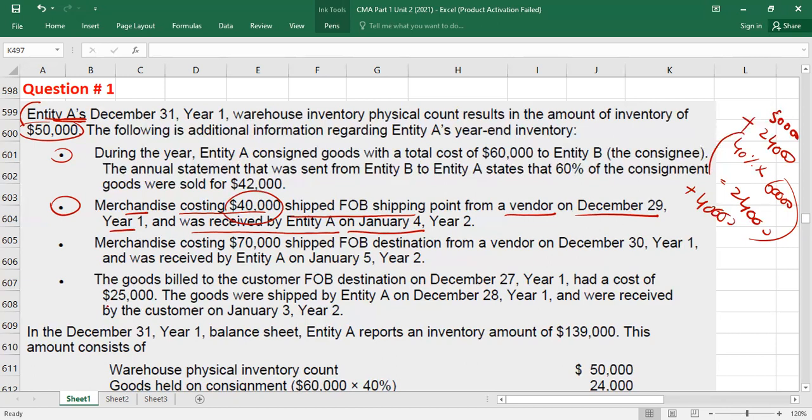Understood? Now we have one more point. Read this, please. Next point, point number 3.